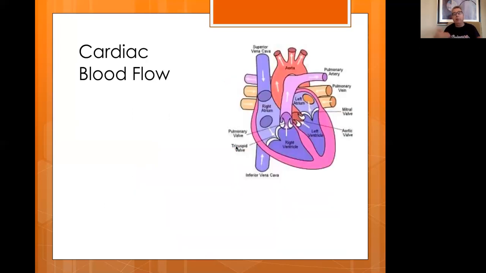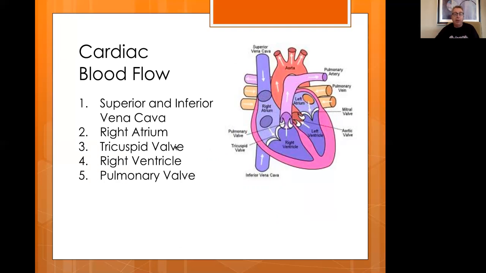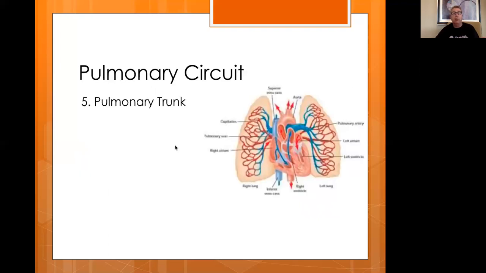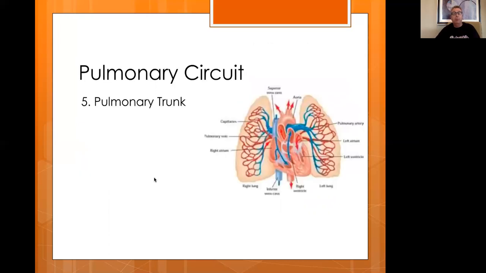So you are going to need to know the flow of the blood. That's really important. And this is another slide that goes through it. Superior and inferior vena cava, the right atrium, tricuspid valve, right ventricle, pulmonary valve. And then once it's going into the lungs, it comes back to the pulmonary trunk, back to the pulmonary arteries. We sort of got confused here. So pulmonary valve out to the pulmonary.